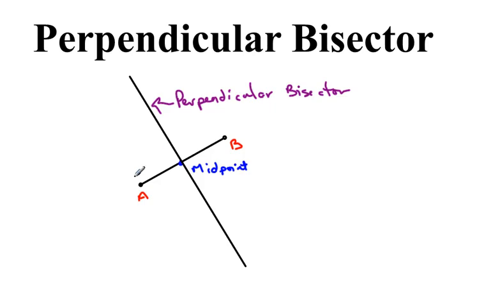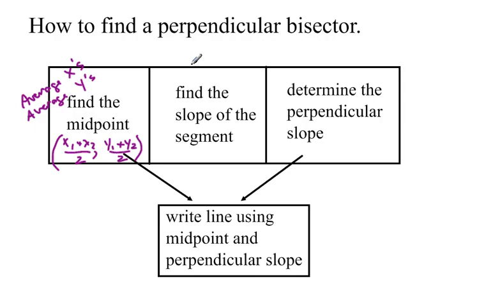The next thing we want to do is find the slope of the segment. So back on our picture, that would have been the slope of AB. To do that, we need the slope formula, which is going to be y2 minus y1 over x2 minus x1, or more simply, the change in y over the change in x. After we've found that slope, then we're going to come over here, we're going to determine the perpendicular slope. Well, that's going to be the opposite reciprocal of that previous slope.